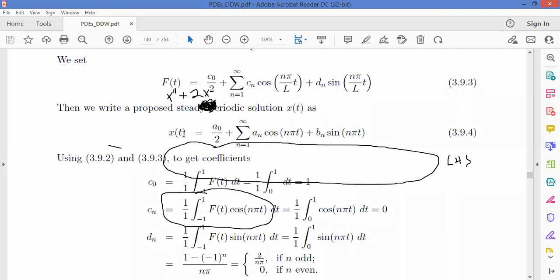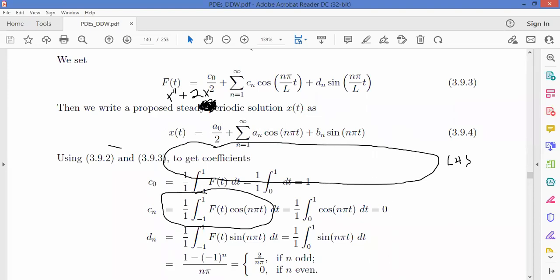We have it as xt, n naught over 2, then this is a sum. Why this? This is simply because what we have there is a full range. And because it is a full range, you have n pi x over L. But remember the L, you see the denominator here, there is nothing. Since we are moving from -1 to 1, our L is 1. 3.9.4 represents the general form of the solution of xt.